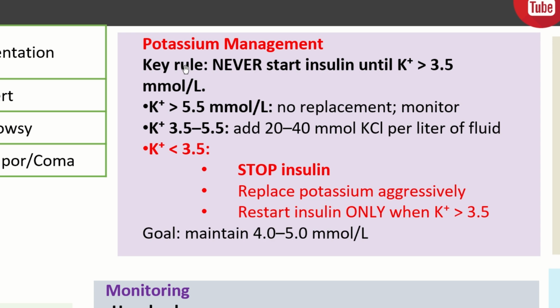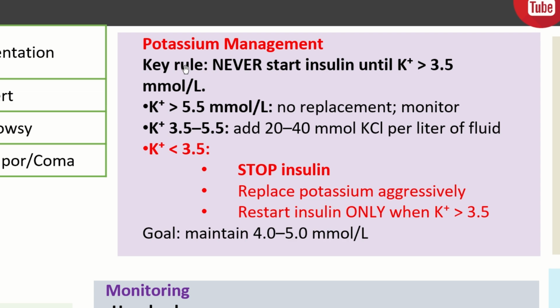And if potassium is greater than 5.5 millimoles, you may not need to replace, you may just need to monitor the patient. If the potassium is between 3.5 to 5.5, you want to at least add some potassium to your fluids. That is 20 to 40. You want to give 20 to 40 millimoles of potassium chloride per liter of fluid. So every liter of fluid, you want to add 20 to 40 millimoles.